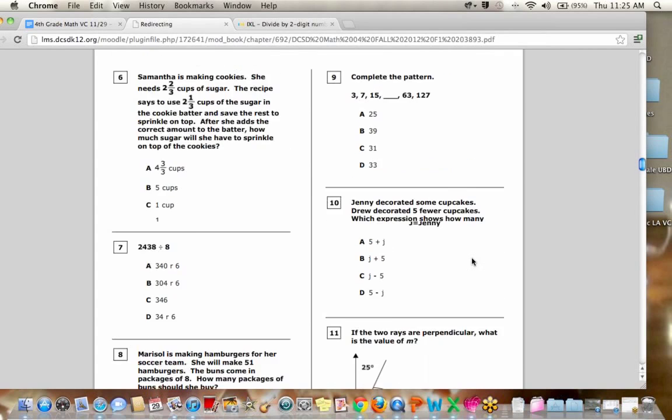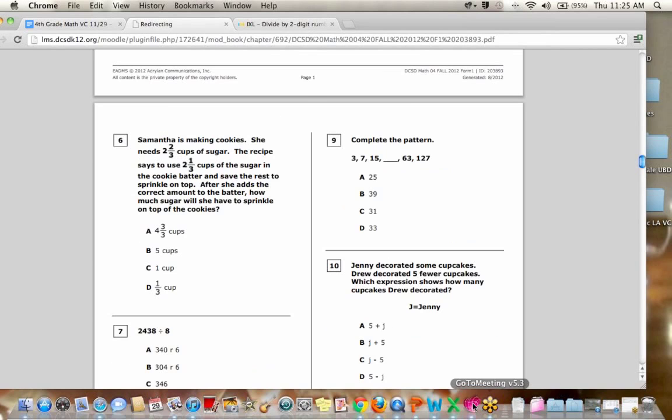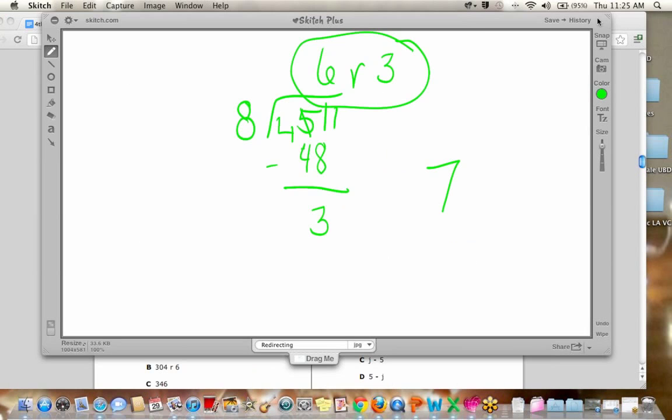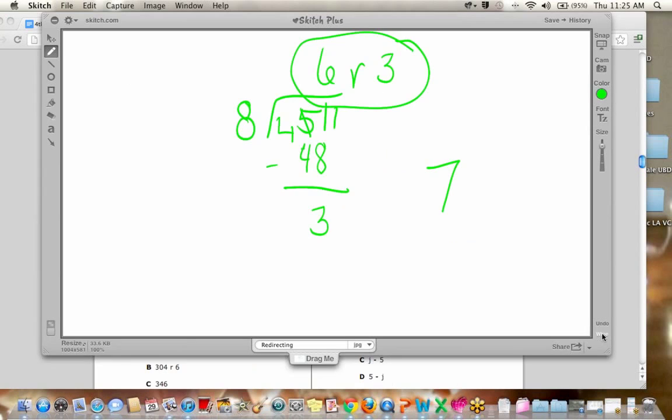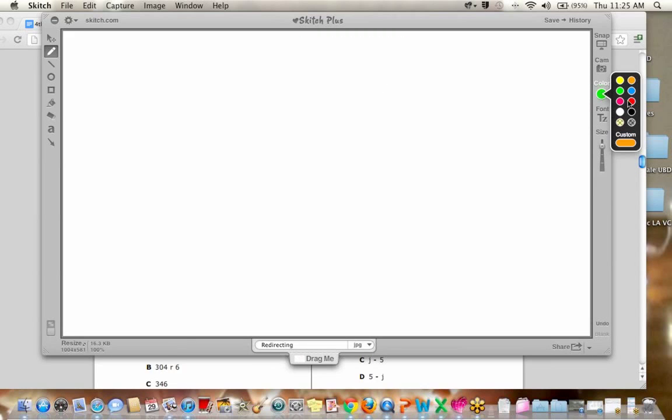All right, back up to number 9. Oh, number 9's pretty easy. I'm going to write the pattern out for you. Let's use a different color. We'll make Jaden happy. Let's use orange. Orange is happy.